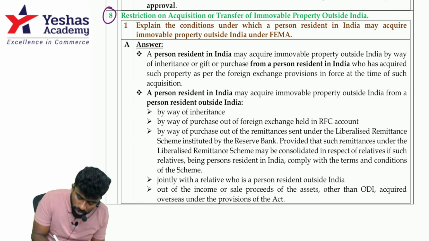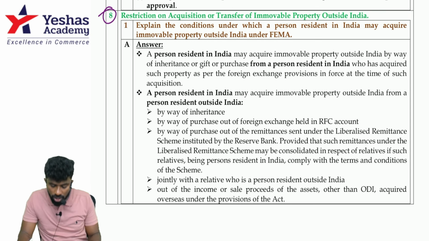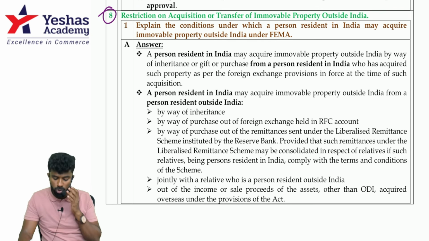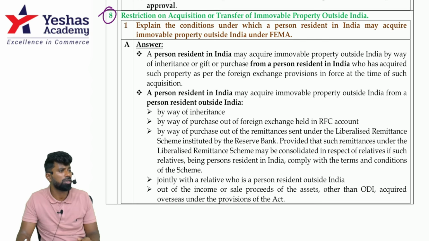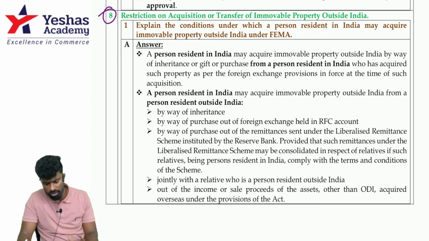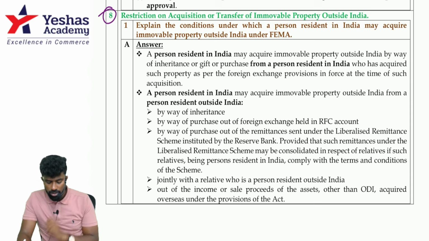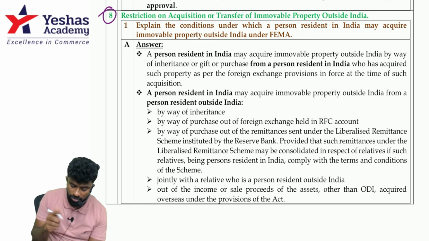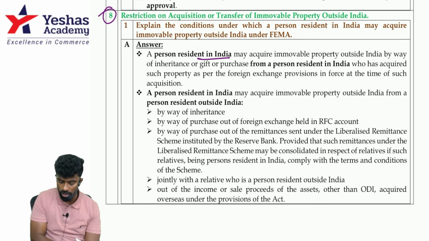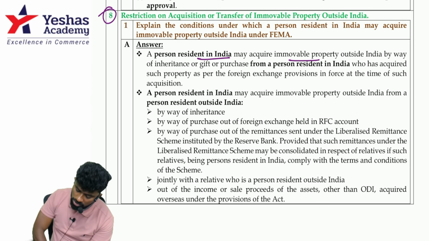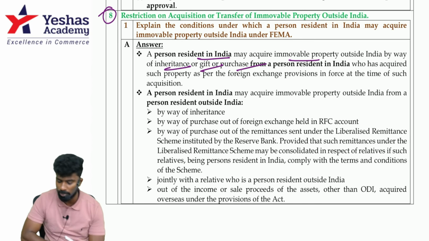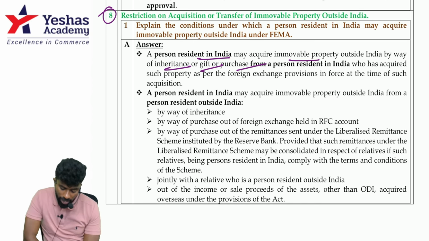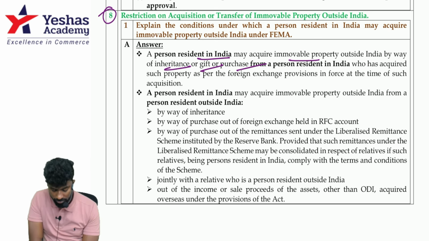Next one. Eighth one. Restrictions on acquisition or transfer of what property? Immovable property. Where? Outside India. If a person wants to transfer immovable property outside India, are there any restrictions? This topic we have not covered, we'll cover here. A person resident in India may acquire immovable property outside India by way of inheritance, gift, or purchase from a person resident in India who has acquired such property as per the foreign exchange law.